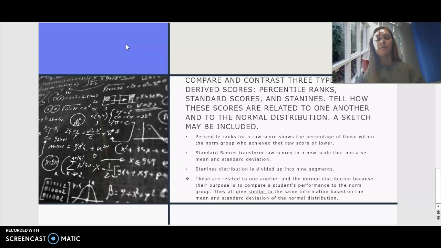And if a test only offers age or grade equivalents that are being used, then either percentile ranks or standard scores or both should also be used with those tests as well. So that's another way that they relate to one another. And that is all.